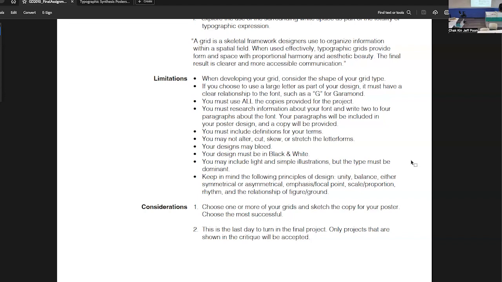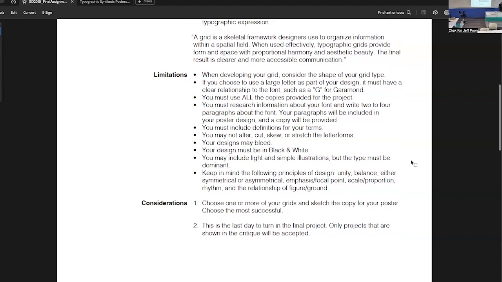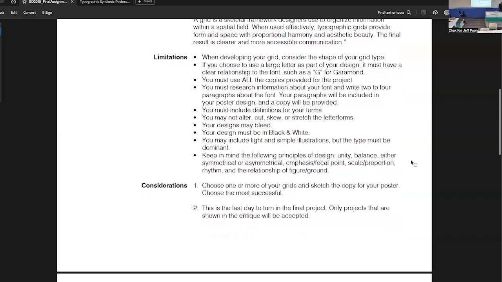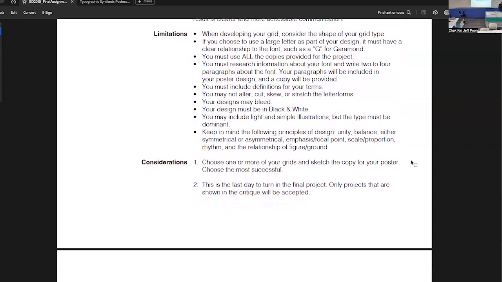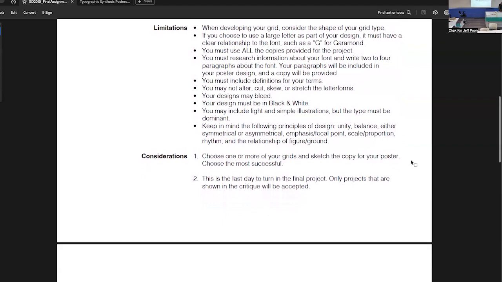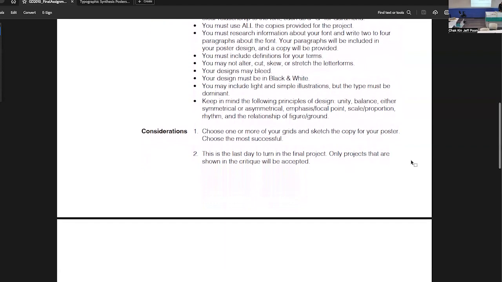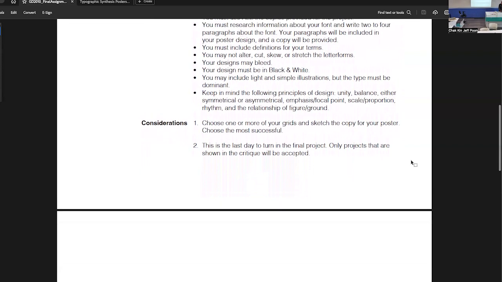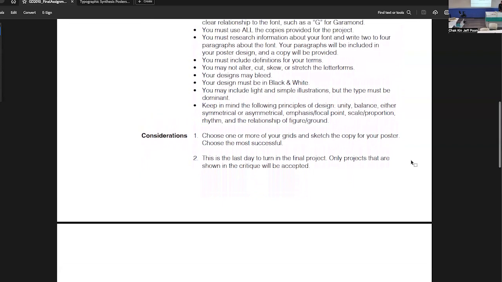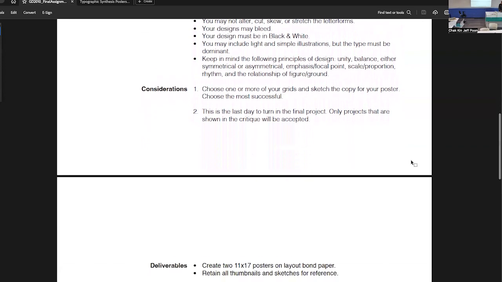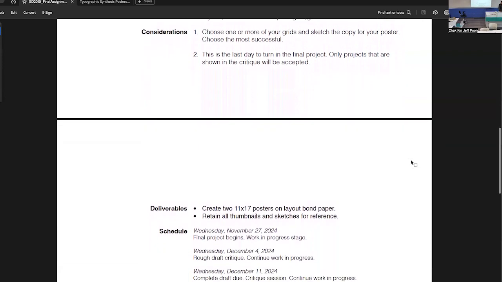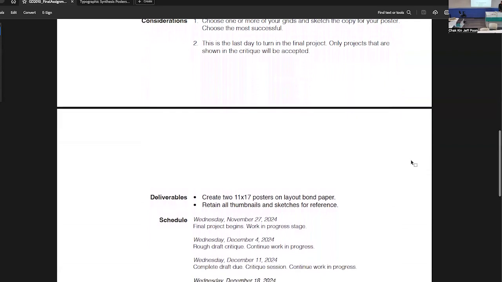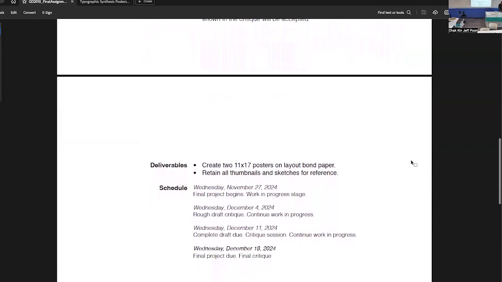Okay, the second consideration is that this is the last day to turn in. The deadline is the last day to turn in the final project. So you have to think about having it complete, not saying you can turn it in again later. You have to figure that out. We may have fatigue by that moment, but there's not too much you can actually do. Okay.